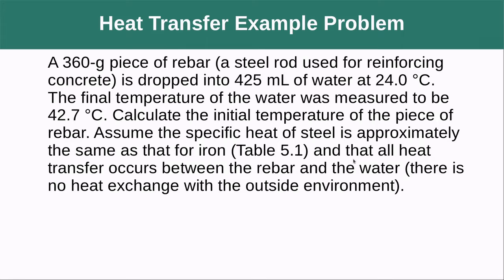Let's see how we can actually put numbers to this and quantify it. So if we have a 360 gram piece of rebar, this is like a steel rod used for reinforcing concrete. You've probably seen these before. And we drop that into 425 milliliters of water that's at 24 degrees C, so roughly room temperature. The final temperature of the water is measured to be 42.7 degrees Celsius. And we want to calculate the initial temperature of the piece of rebar. We're going to make some assumptions here. We're going to assume that the specific heat of steel is approximately the same as that for iron, and we could find that value in table 5.1 in the textbook. And that all the heat transfer occurs between the rebar and the water because we have some insulation around it.